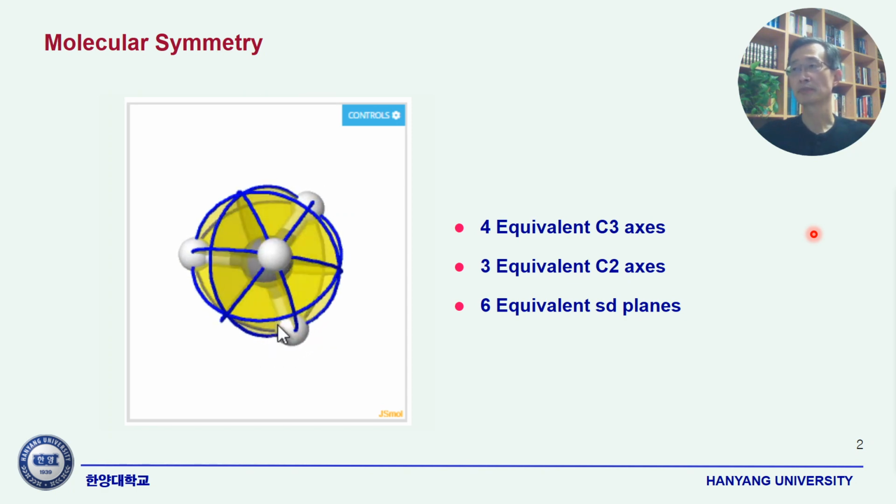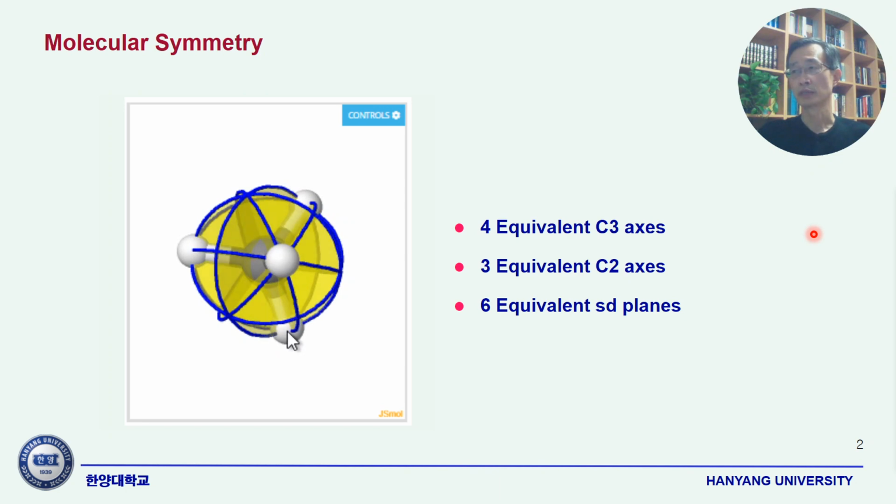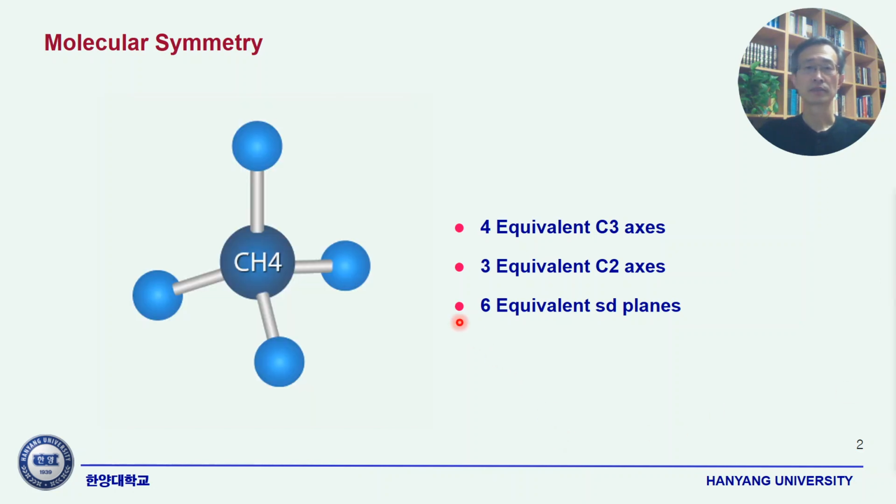In particular, this sigma plane is a diagonal sigma plane, so we name this sigma D. Anyhow, this is a sigma D plane. Okay, so the methane molecule has these 4 C3 axes, 3 C2 axes, and 6 sigma D planes. So this is a group of symmetry elements that describes the symmetry of the methane molecule.